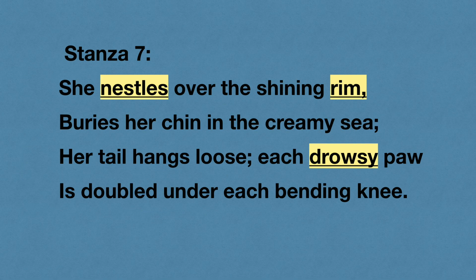Stanza 7. She nestles over the shining rim, buries her chin in the creamy sea. Her tail hangs loose, each drowsy paw is doubled under each bending knee. Nestles means to be in a cozy position. Rim is the edge of something that is round, and drowsy means sleepy.